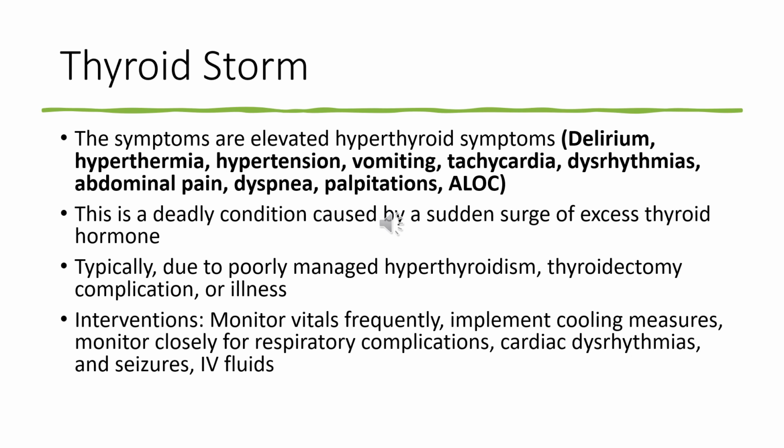It's usually because we haven't managed this hyperthyroidism very well. Thyroidectomy complications, illness. We definitely need them monitored. This is something that we have to intervene on. Airway management and fluid resuscitation are a priority. We are going to get the medications administered with some iodine preparations, beta blockers for tachycardia, maybe some steroids to suppress those thyroid hormones. Cooling blankets may be used to treat the hyperthermia. So we definitely need to intervene.